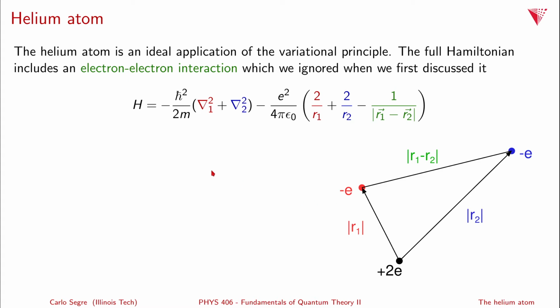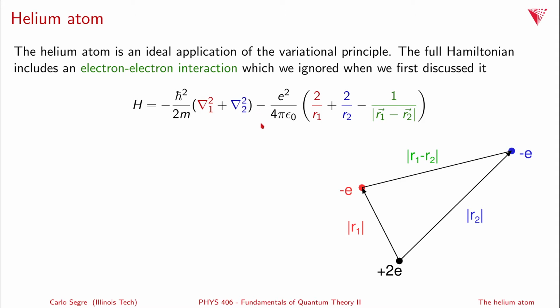The Hamiltonian is the following. We have minus h bar squared over 2m, and then we have the Laplacian for coordinate 1 plus the Laplacian for coordinate 2. This is the kinetic energy term of the two electrons, assuming the protons in the nucleus are stationary.